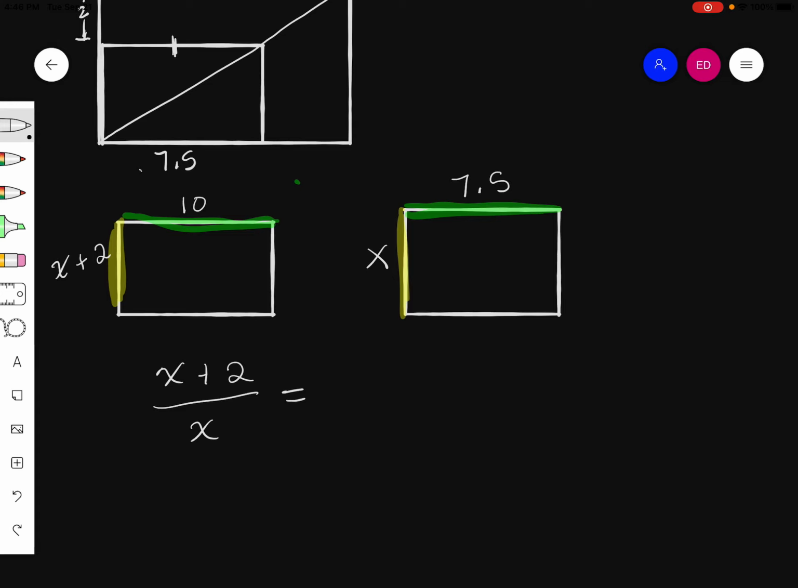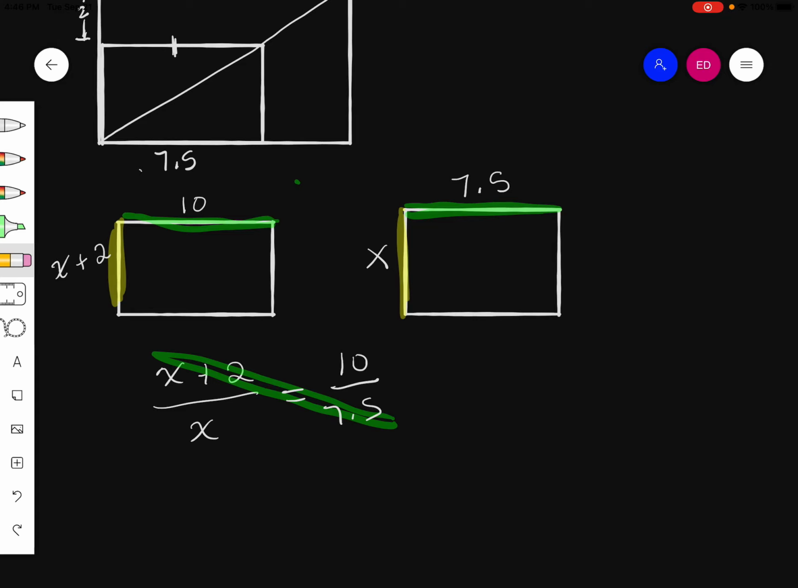So I'm going to say x plus 2 over x, and that's going to be equal to, I need to make sure that I start with the same rectangle. I started with the x plus 2, the larger rectangle, so when I go on top, I'm going to keep the larger rectangle on top. And then I'm going to do the 7.5 on the bottom. Now we're going to do cross products.